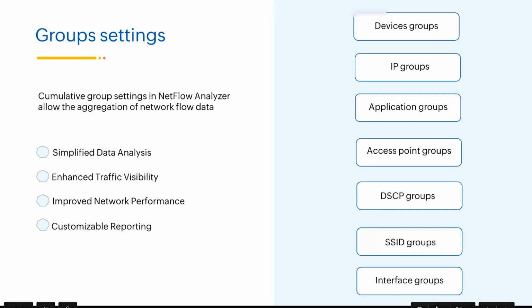You can also sort traffic usage by different groups to get the cumulative performance report and make management smooth and time effective. You can utilize group settings and create groups such as interface groups, IP groups, application groups, DSCP groups, access point groups, and SSID groups. You can assign or restrict accessibility roles to admins, operators, or guests. So again, let me show you in the UI.